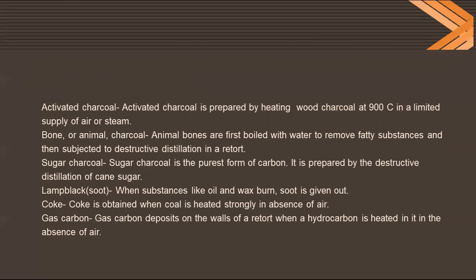The next is activated charcoal. Activated charcoal is prepared by heating wood charcoal at 900 degrees Celsius in a limited supply of air or steam. Any tar in the wood charcoal is removed and the surface area of the charcoal increases.